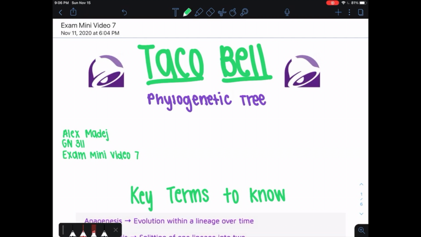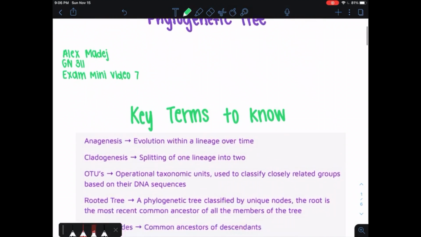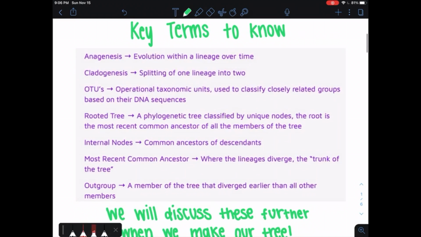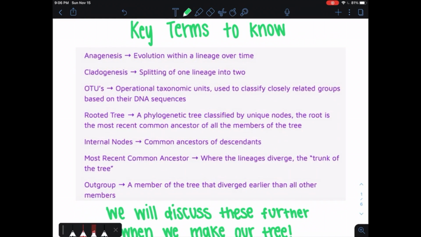In this short video, we are going to design a phylogenetic tree that is centered around Taco Bell menu items. So before we begin working to make our tree, there's some key terms that we should go over. First, we have anagenesis, which is the evolution of a lineage over time. Similar to anagenesis, we have cladogenesis, which is the splitting of one lineage into two.